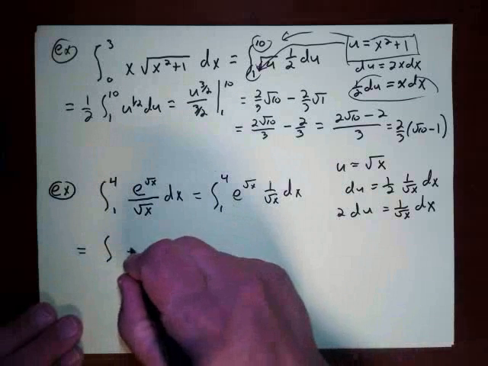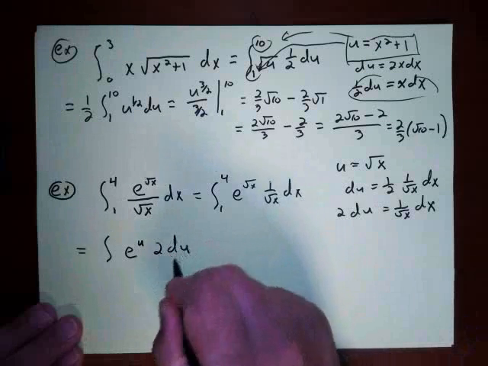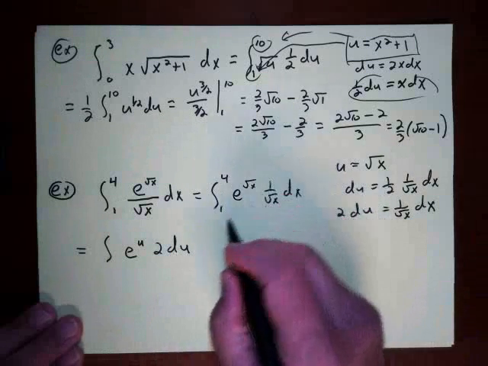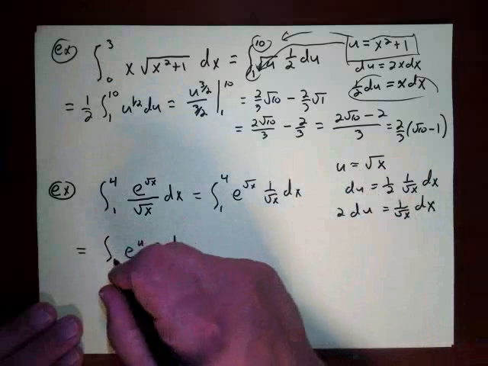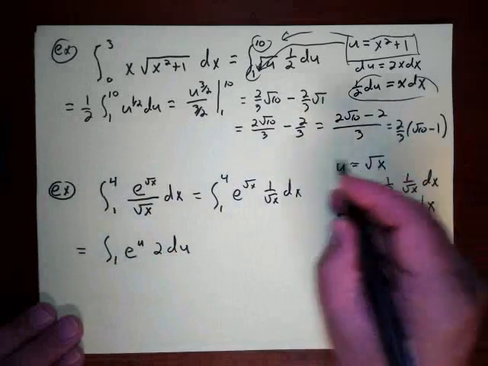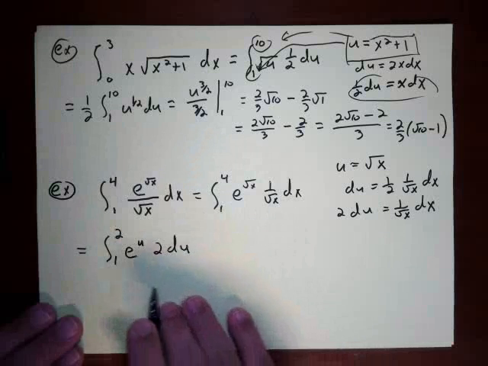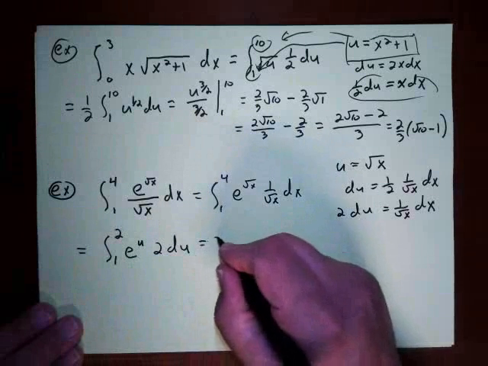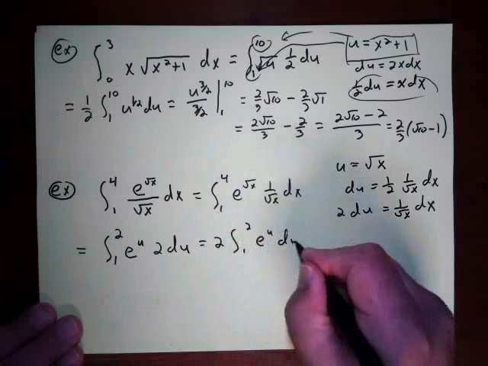So now this is going to be the following. It'll be e to the u, and then I have a 2du in for all of this, and then plugging in 1 into here, I get 1. Square root of 1 is 1. Plugging 4 into here, I get 2. Square root of 4 is 2. So I get 1 to 2 of this. So then I could write that 2 integral 1 to 2 of e to the u du.